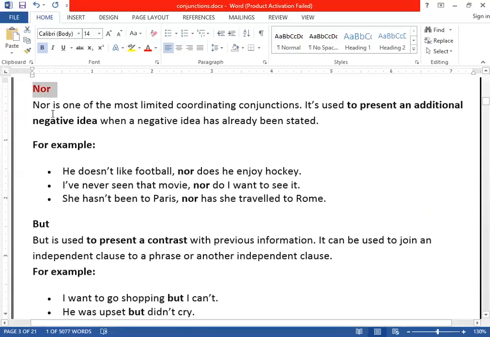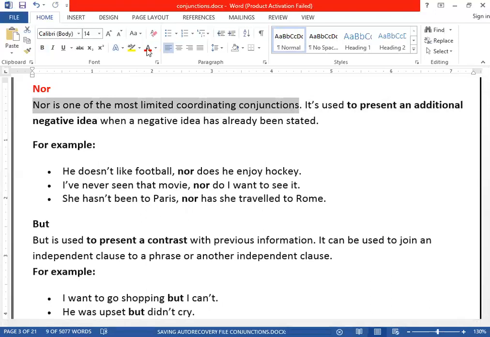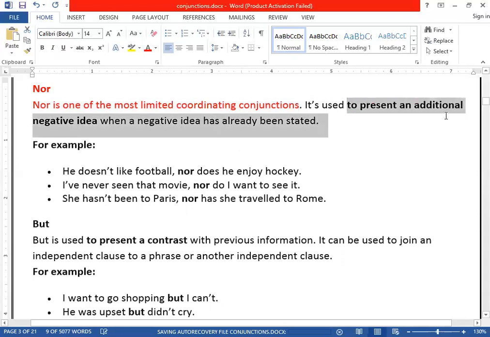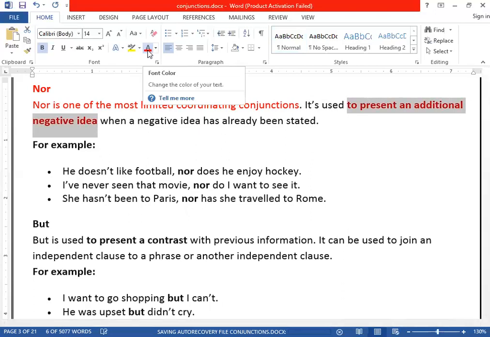Nor is one of the most limited coordinating conjunctions, clear? Why do I call it limited? Because it is used less. It is not very common, clear? It is used to present an additional negative idea. Whenever a negative idea has already been introduced, and you want to add another additional negative idea, then we use nor.